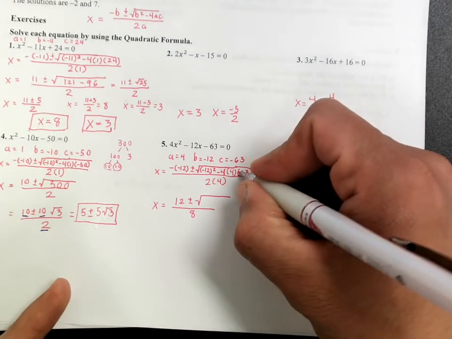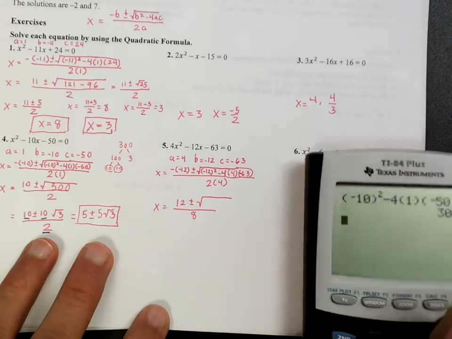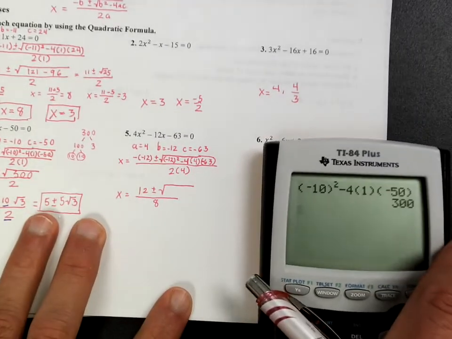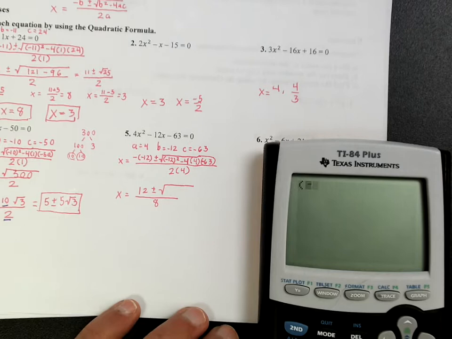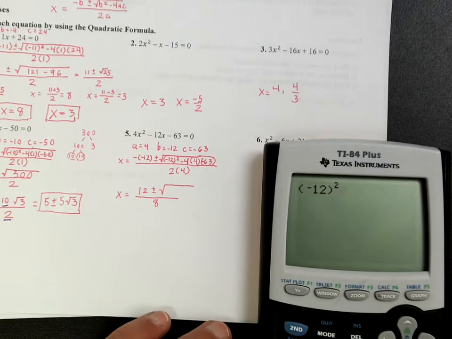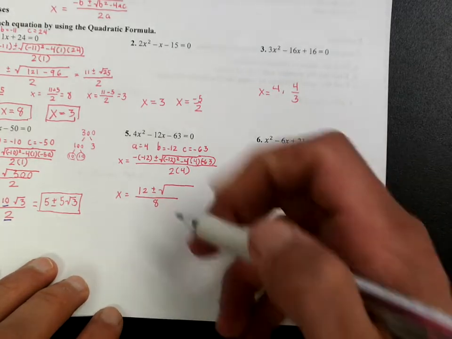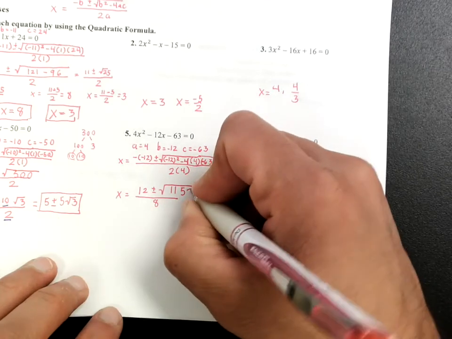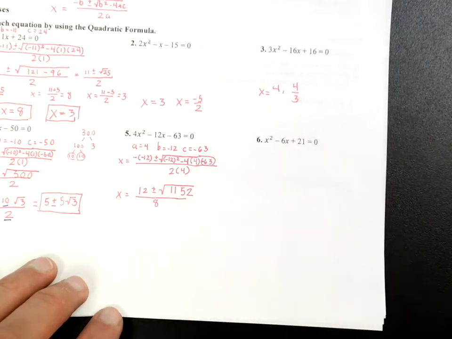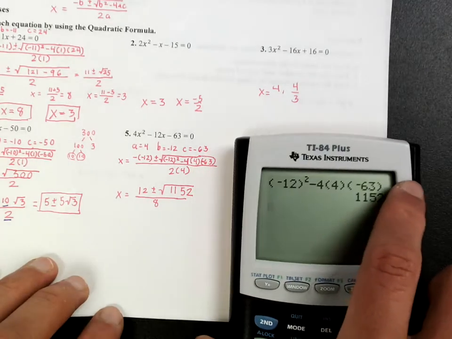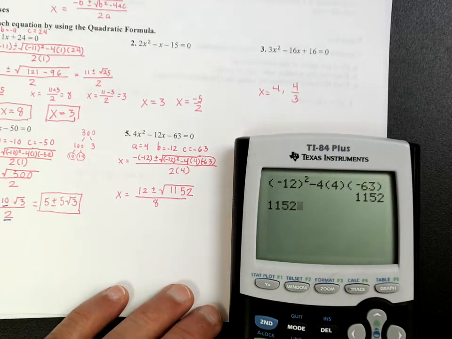Please be careful, this is a negative 63. So I almost messed that up. So I'm going to rewrite this. I have negative 12 squared minus 4 times 4 times a negative 63. 1152. So let's look. I want to use the calculator to reduce this to its maximum point.